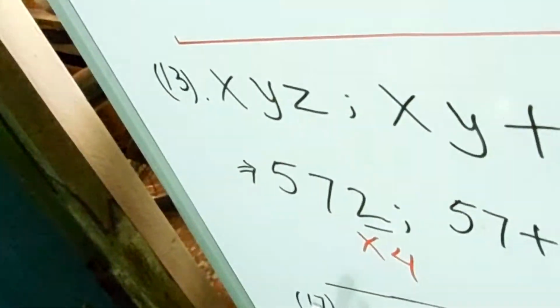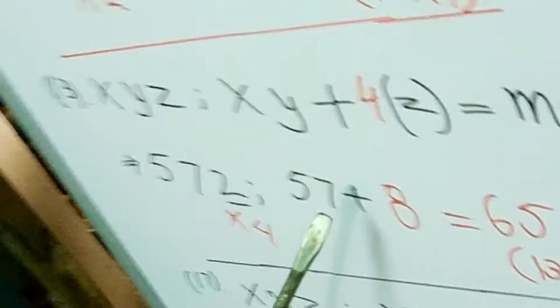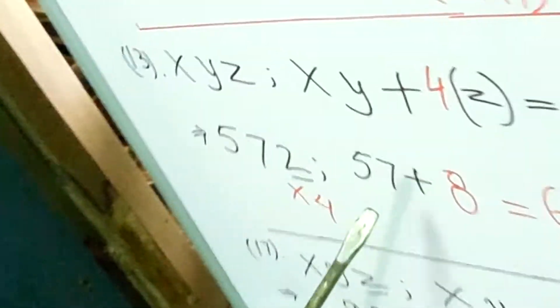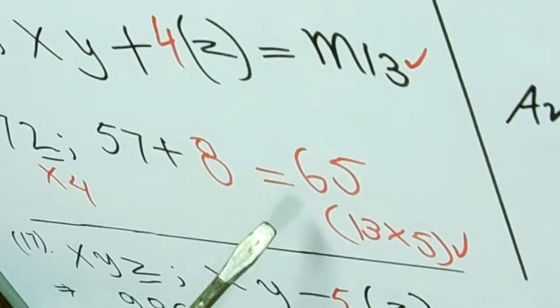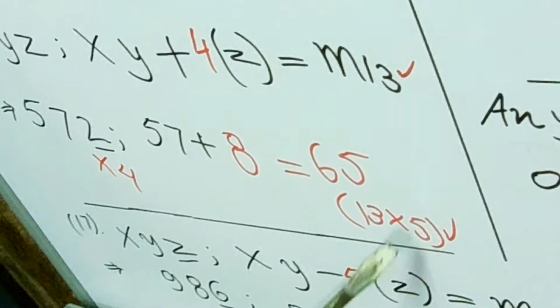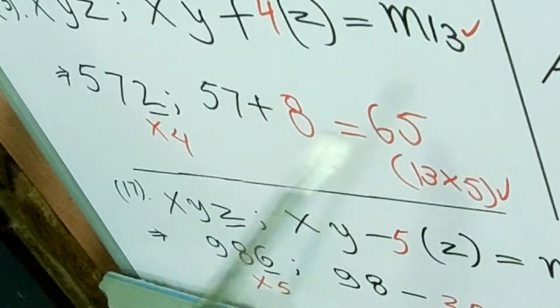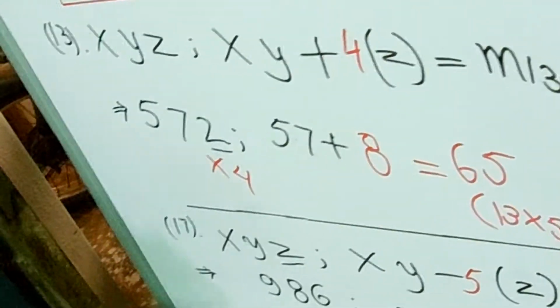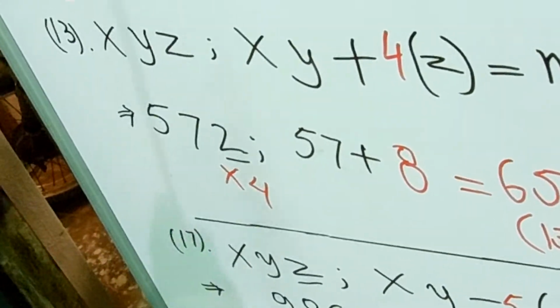2 into 4 is 8. And add it to the remaining number, 57. 57 plus 8 is equal to 65. 65 is a multiple of 13. Yes, 5th time. So 13 can divide the 572 number by leaving remainder 0.